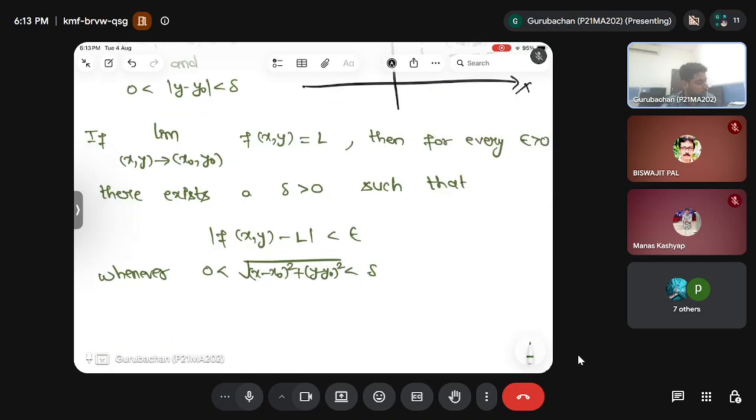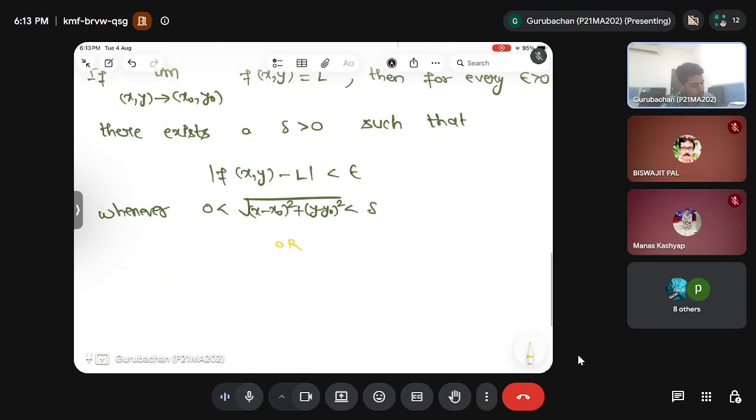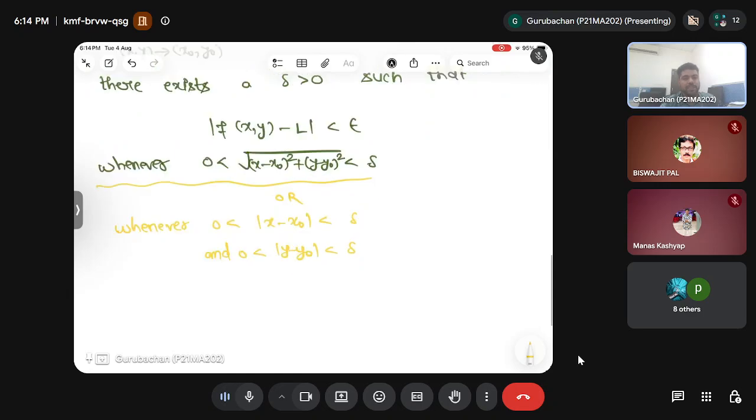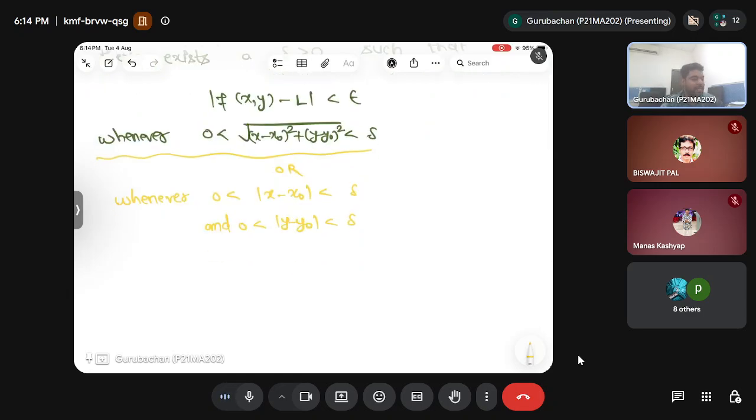Either this can be the whenever condition, or the whole statement will be the same, just the difference is in this whenever: 0 less than the absolute value of x minus x naught is less than delta, and simultaneously 0 less than the absolute value of y minus y naught is less than delta. Is it clear? So this was the formal epsilon delta definition, as we call it, of limit.